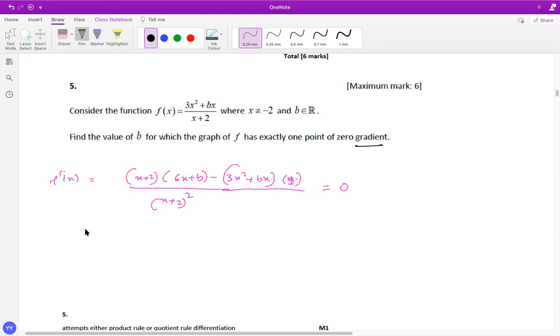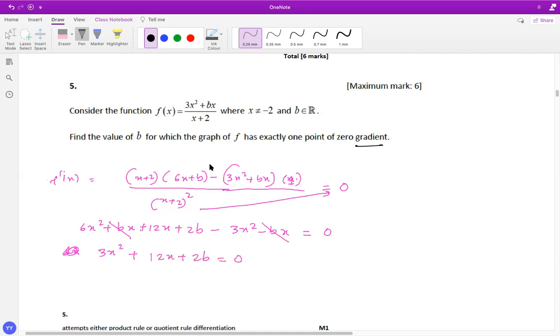And now after solving this, let's see what we get. So 6x squared plus bx plus 12x plus 2b minus 3x squared minus bx equals 0. So when you see that, this cancels, and this cross multiplies to 0. And what we get is 6x squared minus 3x squared is 3x squared plus 12x plus 2b, and this should be equal to 0. Now, since it's a quadratic, this must have only one root. So when you do b squared minus 4ac for this, it must be equal to 0.